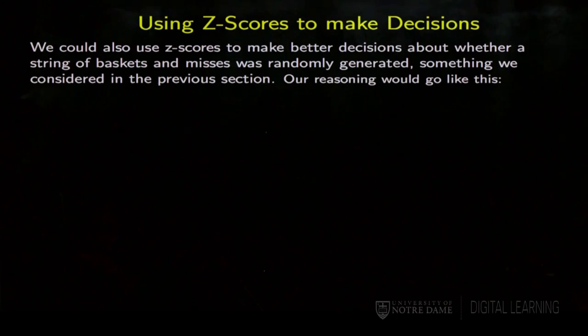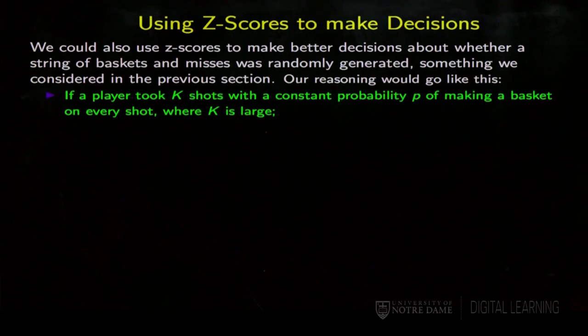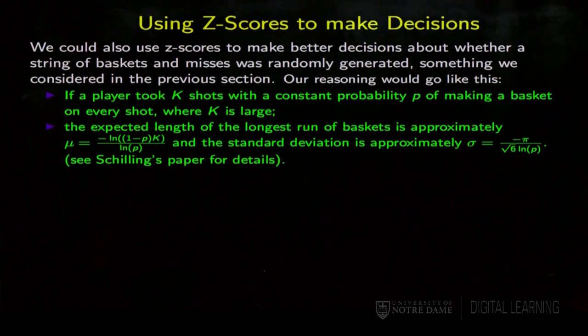Another way we can use z-scores is to make better decisions about our problem in the last section, whether a string of baskets and misses was randomly generated or not. So our reasoning might go like this. If a player took k shots with a constant probability p of making a basket on every shot, where k is very large, we've already seen that the expected length of the longest run of baskets is approximately minus the natural log of 1 minus p times k over the natural log of p.